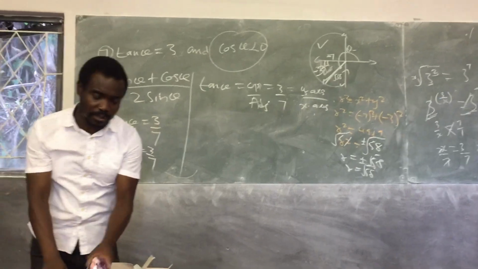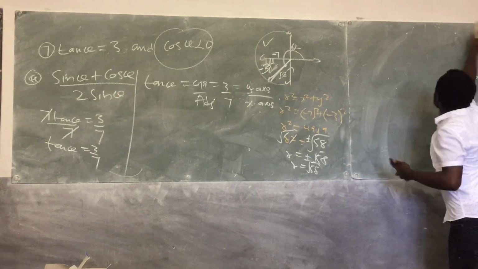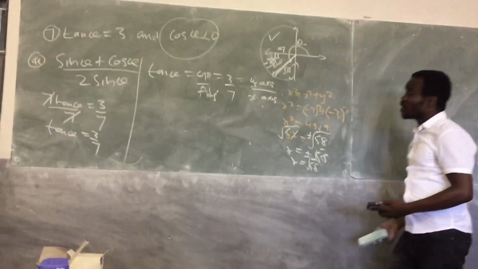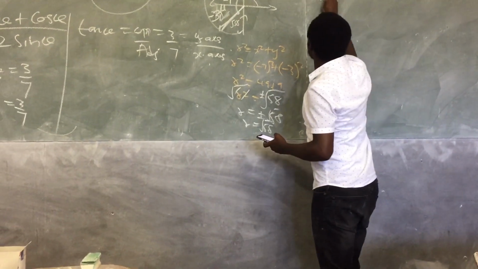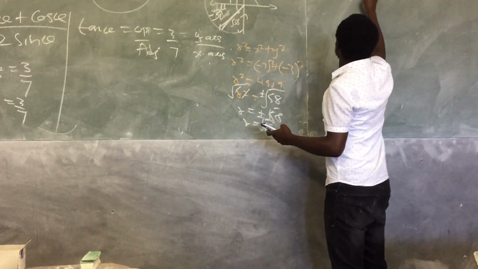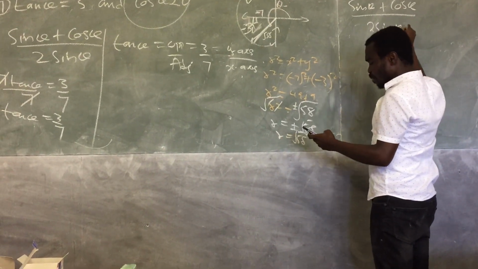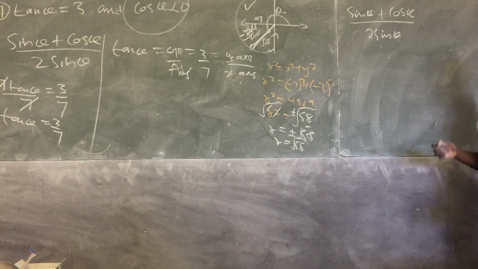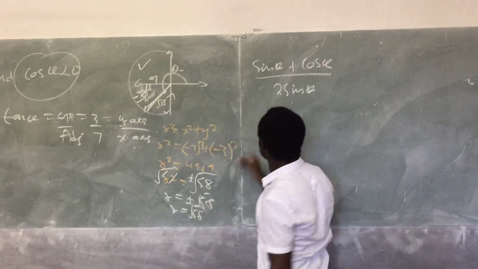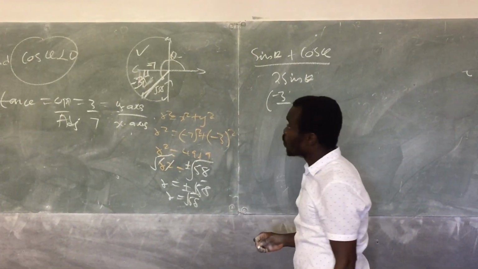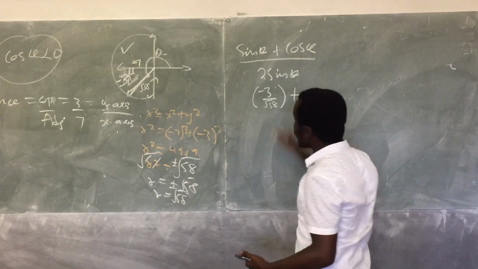The main question says that the value of sine theta plus cos theta, all over 2 sine theta, without using the calculator. So what is sine theta? Opposite over hypotenuse. So what is the opposite here? Negative 3, over hypotenuse, square root of 58, plus cos theta.